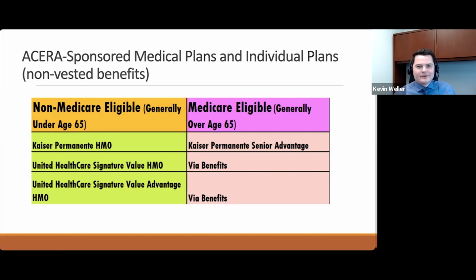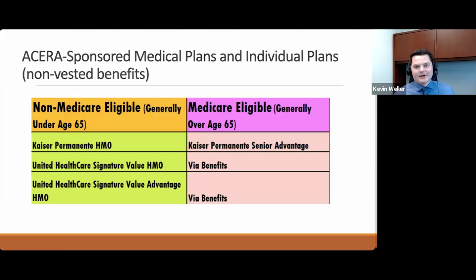So all three of those plans are not available to you anymore when you switch to Medicare, and you have to switch to Medicare, right? We covered this as a mandate, right? So when you switch from those plans, your options when you switch to Medicare are the Kaiser Permanente Senior Advantage plan. Also, you can switch to Via Benefits, the third-party exchange provider that will help you select a plan.